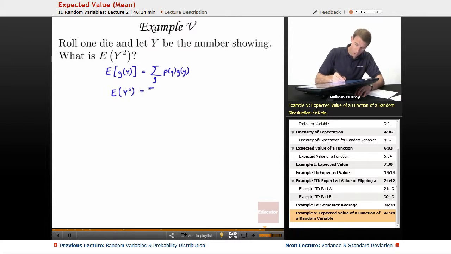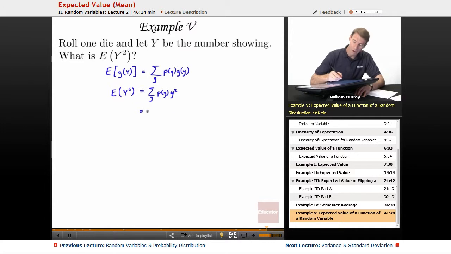And so we're going to add up all the possible values that could be showing and the probability of each one times y squared for each one. So if we were just finding the mean or the expected value of the variable itself, that would just be a y, but now it's y squared because of what the problem is asking us.